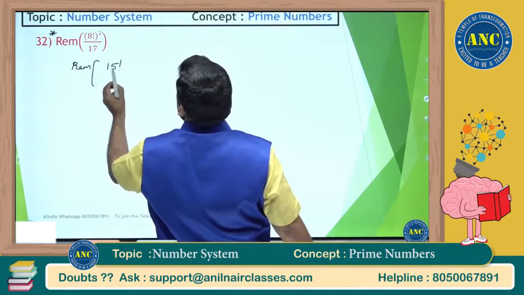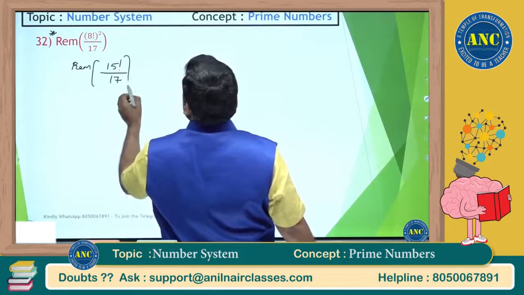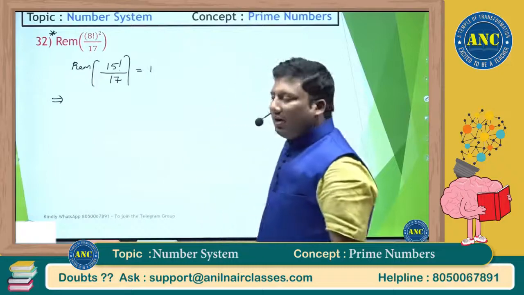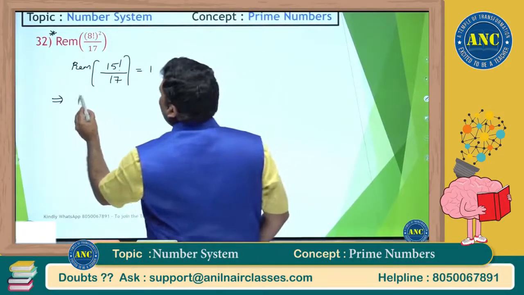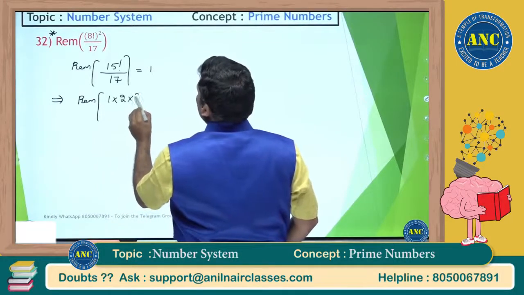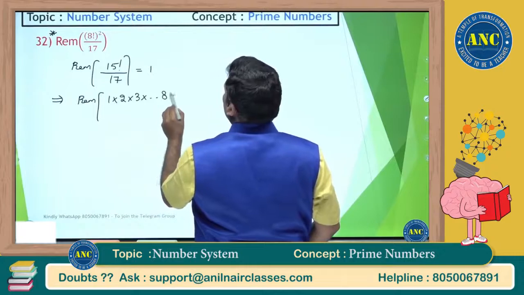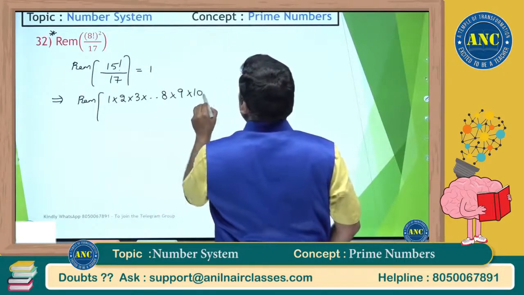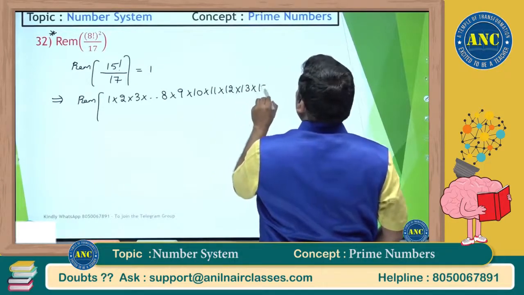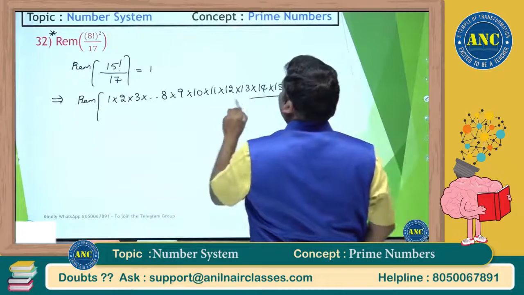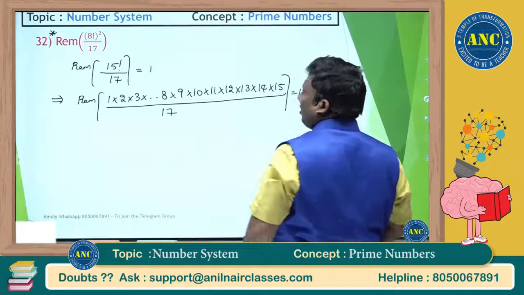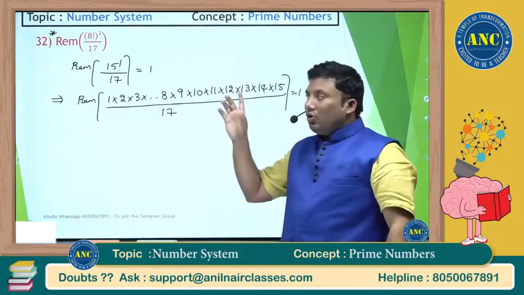Just now we discussed 15 factorial divided by 17, it is 1. Reminder, 15 factorial when divided by 17, it is 1. We require 8 factorial, right? So let me write down like this: 1 into 2 into and so on up to 8, 9 into 10 into 11 into 12 into 13 into 14 into 15, divided by 17. It is 1. We require 8 factorial whole square.